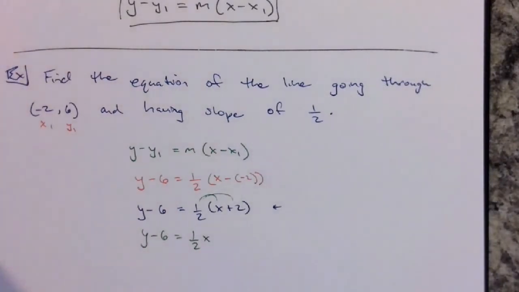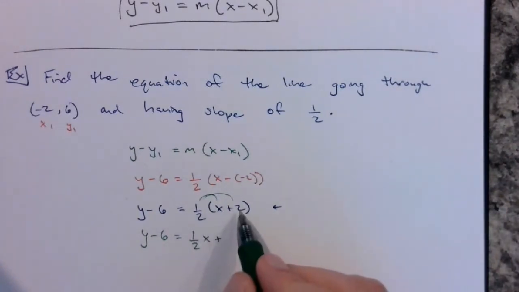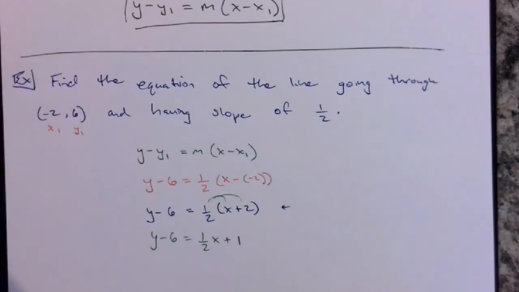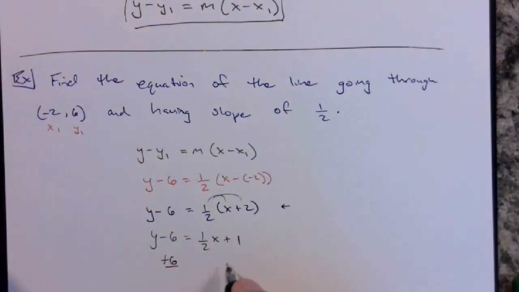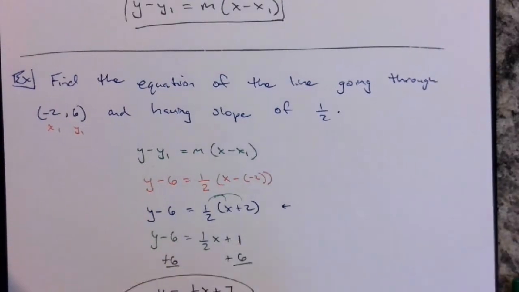Make sure x is either right next to it or in the numerator. It's not in the denominator. Then 1/2 times 2, which is 2 times 1 divided by 2, just gives you 1. So 1/2 times 2 is 1. And then to solve this for y, all you do is add 6 to each side to isolate y on the left. Adding 6 to each side ends with y equals 1/2 x plus 1 plus 6, which is plus 7. And that's going to be the equation in slope-intercept form.